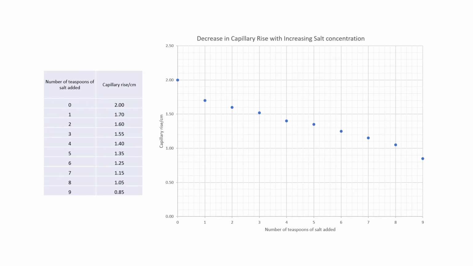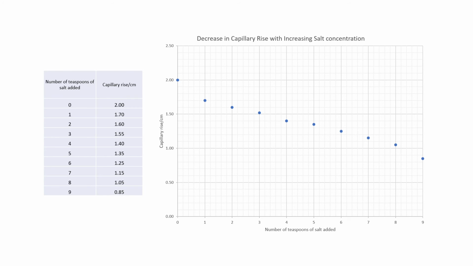So these are the results that I have obtained when I checked the capillary rise with increasing salt concentration. In the table on the left hand side, you would see that the capillary rise, which is given in centimeters, has gone down when I increase the salt concentration. This is not measured in grams. This is a weight measurement because I have used a teaspoon, but we can get the qualitative idea of what happens to the capillary rise with increasing salt concentration.